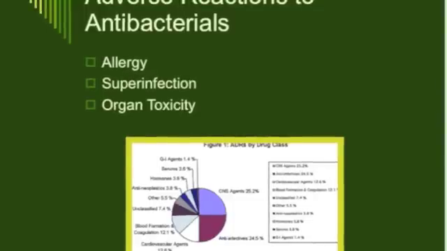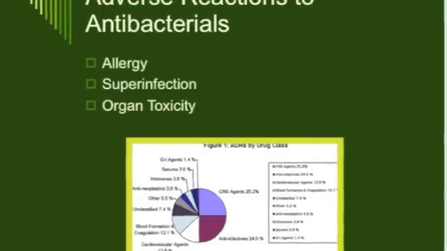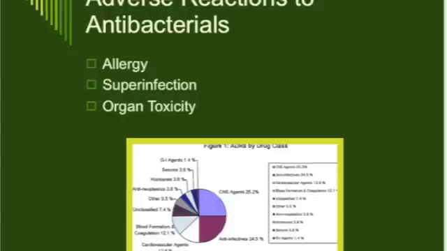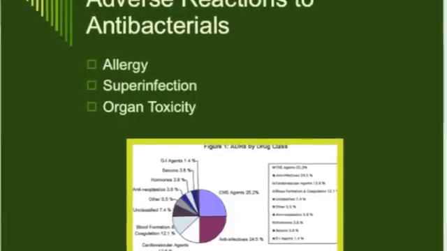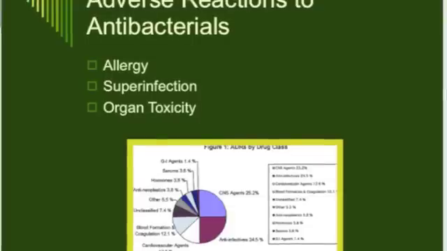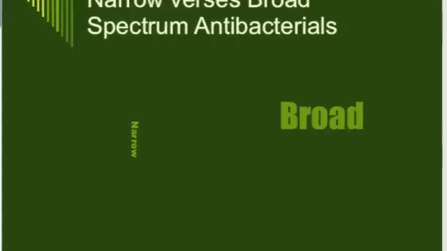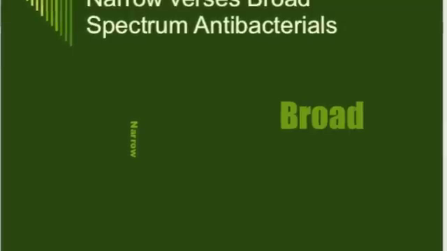So superinfections do occur, and when they do occur, it's usually in the mouth, the respiratory tract, and can occur in the intestines, skin, and genitourinary tract, and most of these we treat with antifungals. The last adverse reaction is organ toxicity. Most all of your antibacterials are toxic to the organs. Your antibacterials can either be classified as narrow or broad spectrum.